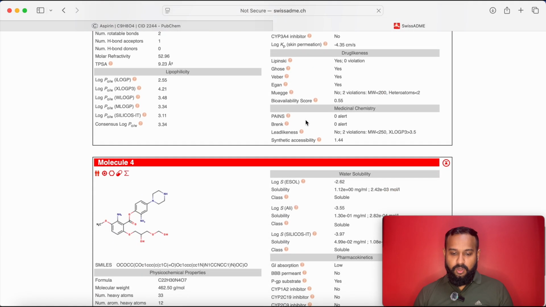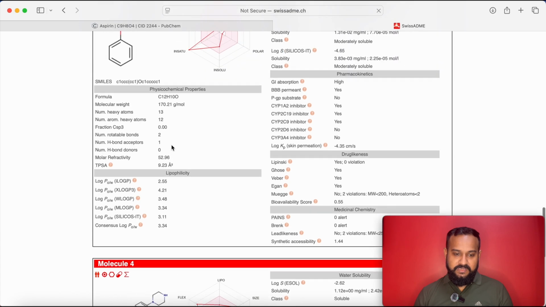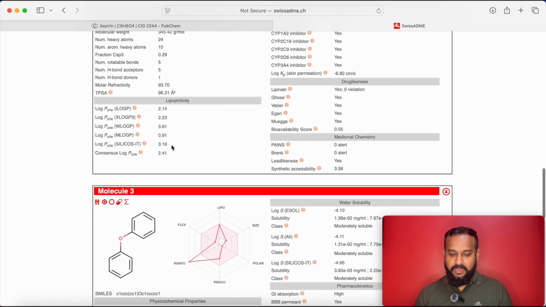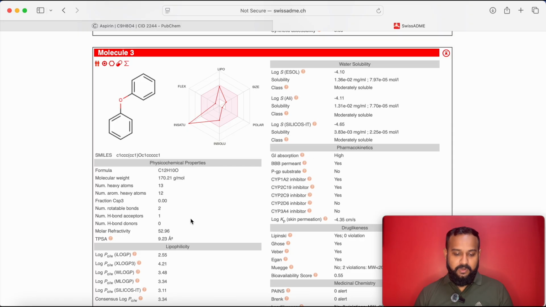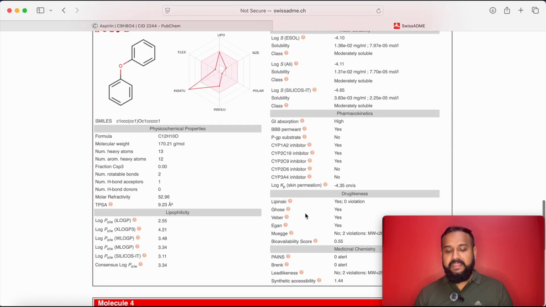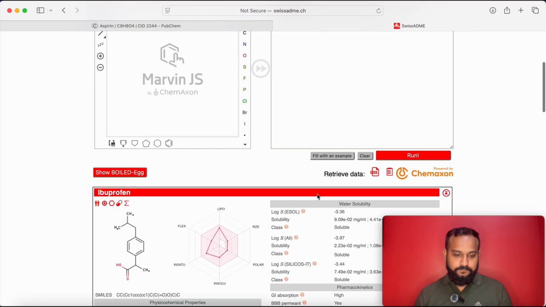All of them, as you can see, four of the compounds are enlisted over here with all of their profiles. All of the pharmacokinetic, pharmacodynamic, lipophilicity, then your bioavailability, then the drug likeness, everything is enlisted over here.